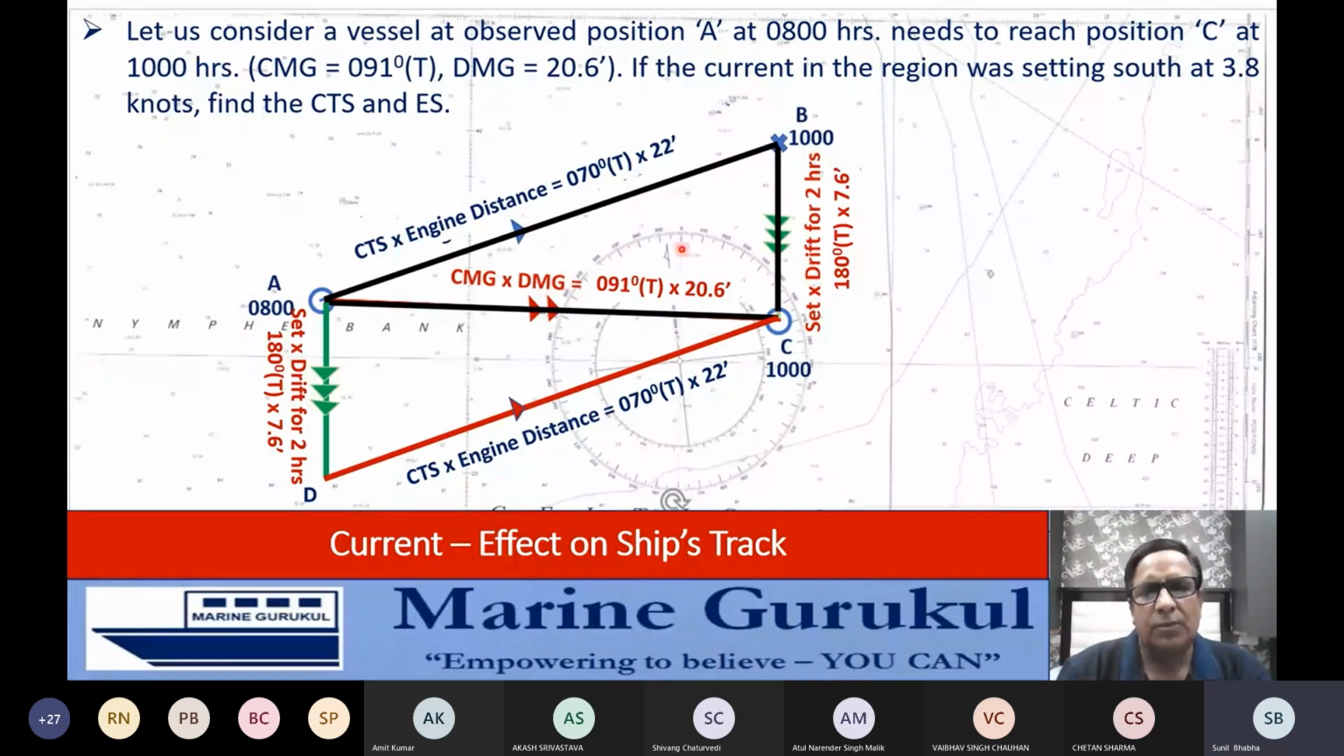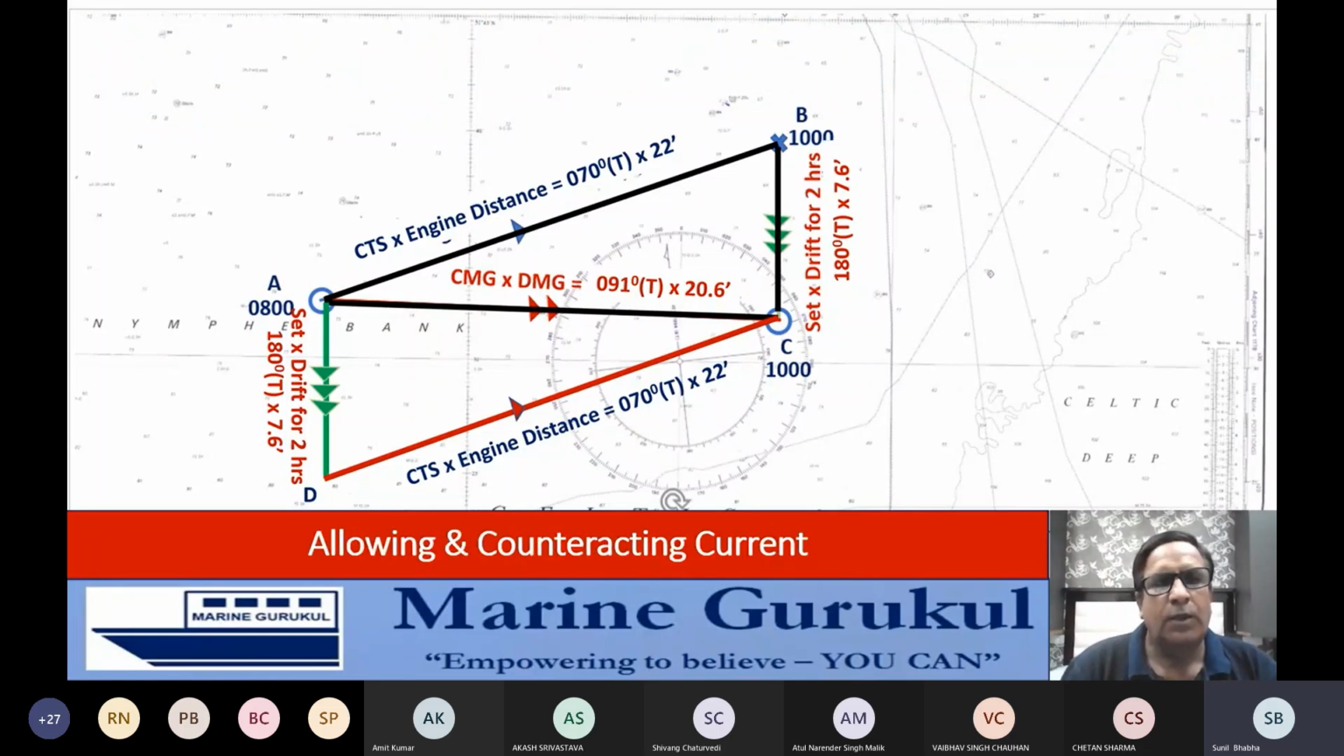Now, these two scenarios, one wherein we had drawn the triangle representing the upper part of the parallelogram, and the one representing the lower part of the parallelogram, are two different possible scenarios at sea, and accordingly the processes carry different names. One possibility could be that we are given the course to steer and we have to find the CMG. When the CTS is known and the CMG is to be found, we refer to that as allowing for current.